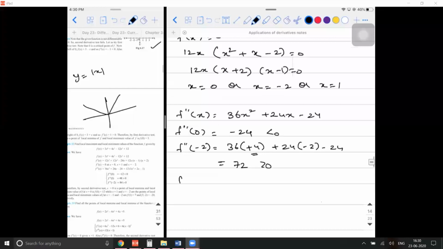So f double dash of 1 is what? 36 plus 24 minus 24, so 36. This is also greater than 0. So how many points? So this is a point of maxima, and the other two are points of minima. Got it?